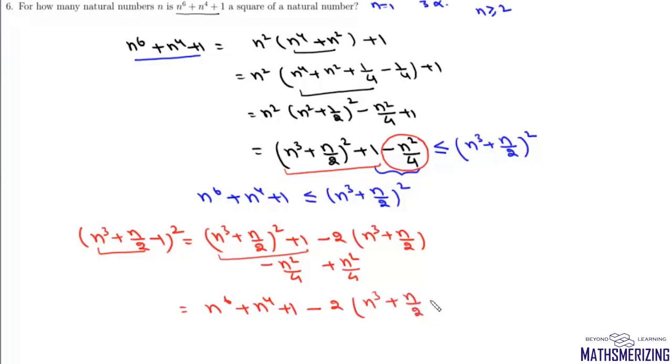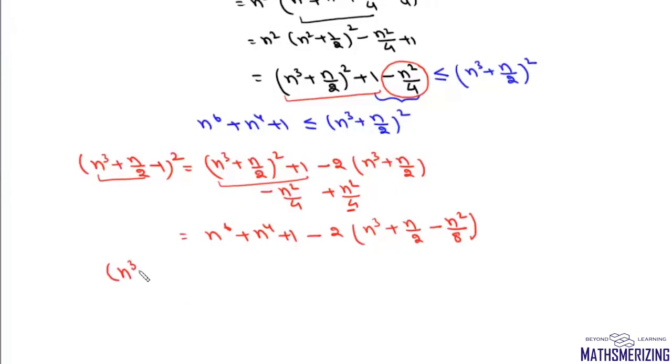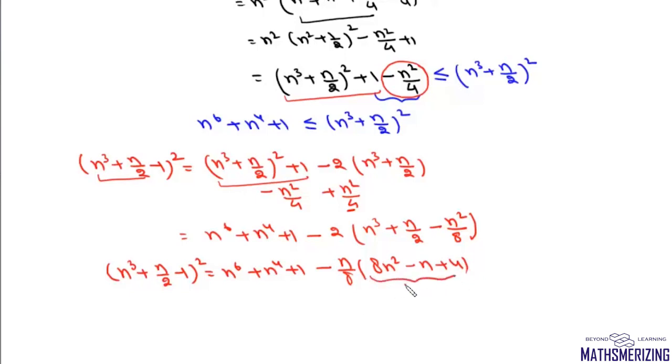plus n by 2. This is plus, and if we take minus common, there will be minus n square by 8. So we can write this expression as n cube plus n by 2 minus 1 whole square, and this is n to the power 6 plus n to the power 4 plus 1, and here we'll take n by 8 common. We'll get 8n square minus n plus 4. Now for this quadratic expression, D is less than 0.